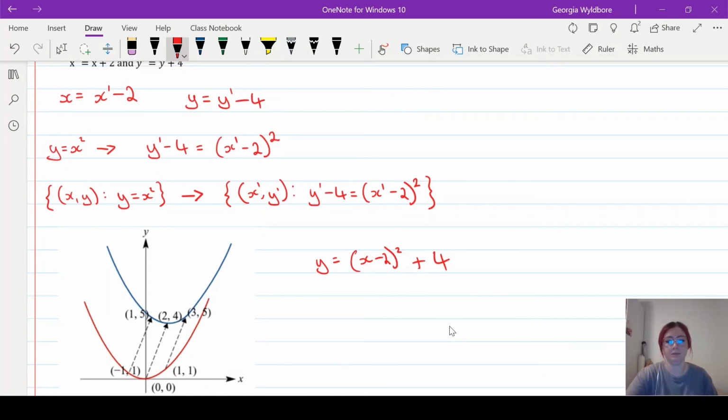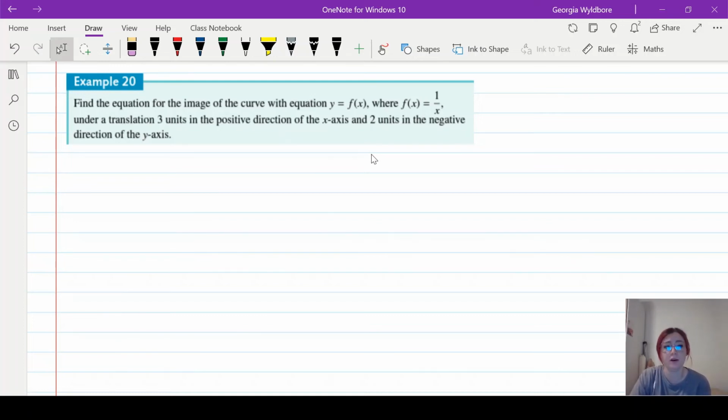So looking at another example here, we want to find the equation for the image of the curve, so just the translated curve, where our equation is y equals f of x, and f of x equals 1 over x. So we can just think of that as y equals 1 over x, remember. Our translation is going to be 3 units in the positive direction of x, so 3 to the right, and 2 negative in y, so 2 down.